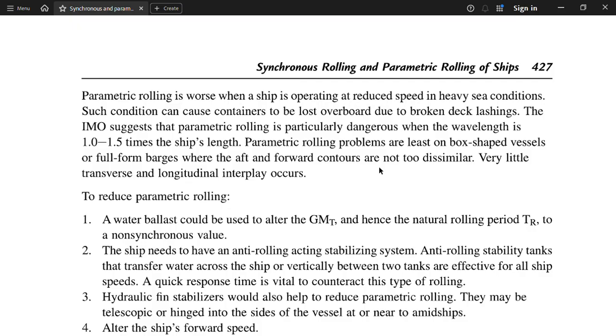Parametric rolling problems are least on box-shaped vessels or full form barges, where the aft and the forward contours are not too dissimilar. Very little transverse and longitudinal interplay occurs. To reduce parametric rolling, what are the conditions we saw, and how can we reduce the synchronous rolling and this parametric rolling? Water ballast could be used to alter the transverse metacentric height and hence the natural rolling period, that is TR, to a non-synchronous value.